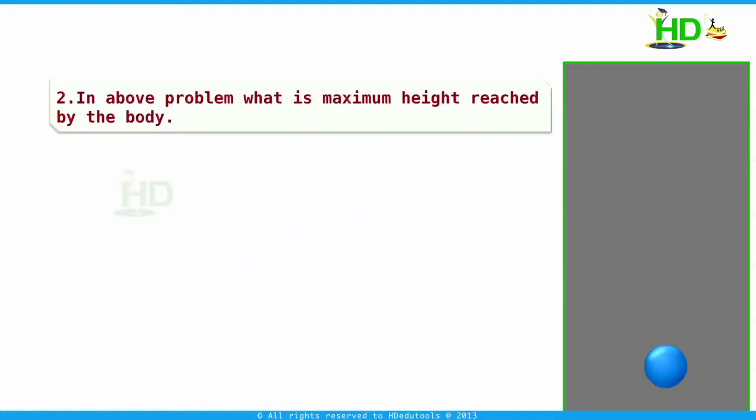In the above problem, what is the maximum height reached by the body? When the body reaches the maximum height, what is the velocity? It is 0. Initial velocity is u. At maximum height, velocity is 0. The acceleration is acceleration due to gravity, but opposite to the motion of the body along this path. That is a equal to minus g.